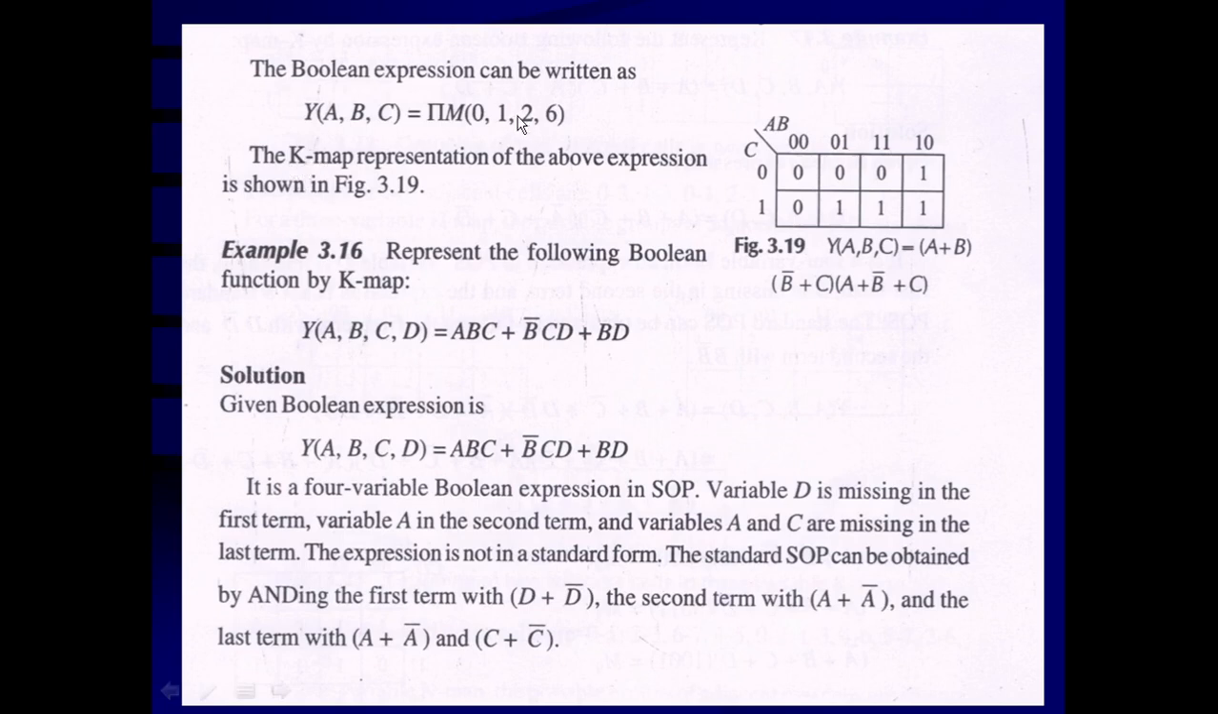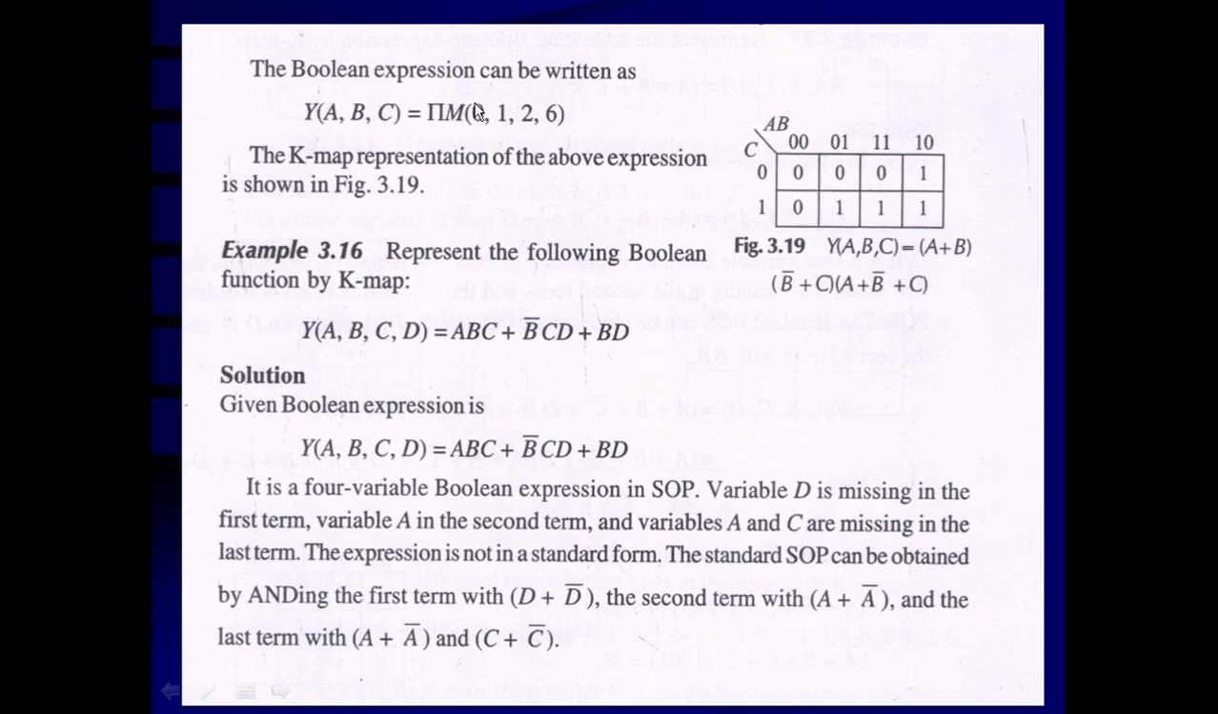So the Boolean expression can be written as y is a function of ABC equal to capital pi, the max terms M0, M1, M2 and M6. Corresponding to these locations 0, 1, 2 and 6, you are going to substitute zeros into the cells, and the remaining space you are going to fill with ones. So the 0 location is this, where you place 0. The 1 location is this, where you place 0. This is location 2, where you place 0. And this is location 6, where you put 0.